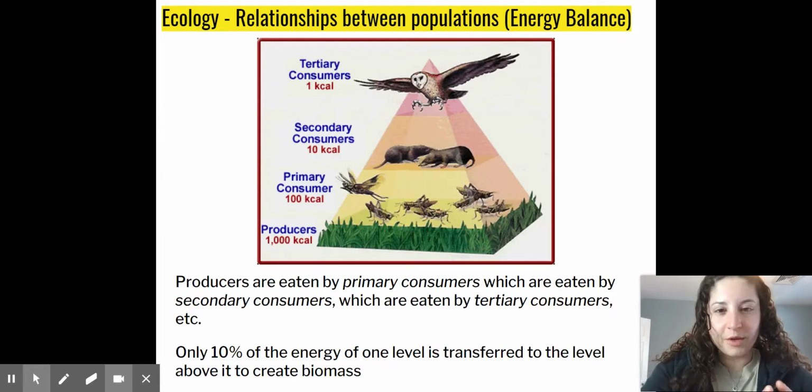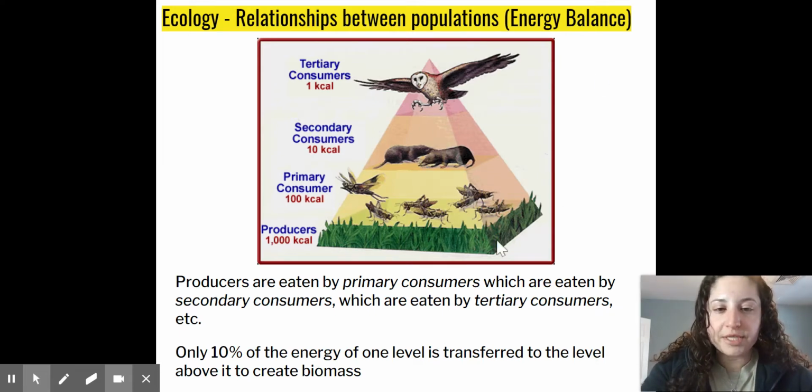So if we look at the energy balance on this planet, producers are eaten by what we call primary consumers. So primary consumers only eat plants. However, secondary consumers will eat primary consumers. And then we have tertiary consumers that will eat secondary consumers, and so on. So that's what this diagram right here is showing you.